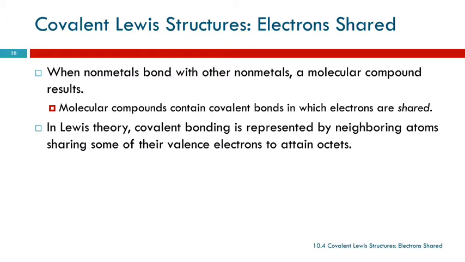Nonmetals would like to gain electrons, but if you're going to have a compound between nitrogen and oxygen, they're both asking the other to give them an electron, and neither of them is willing to do that. So they're going to share instead.